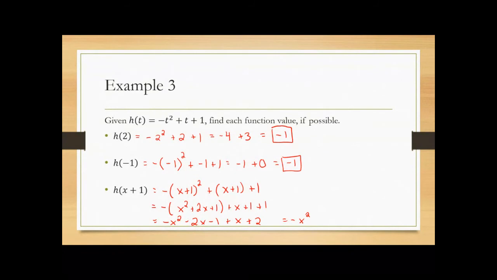Now I'm looking at the x's. I have a negative 2x plus x. So negative 2 plus 1 is negative 1, so that gives me negative x. And then I have a negative 1 plus 2, which gives me a positive 1. And so our function value here is not a single number, it's an expression. It's negative x squared minus x plus 1.